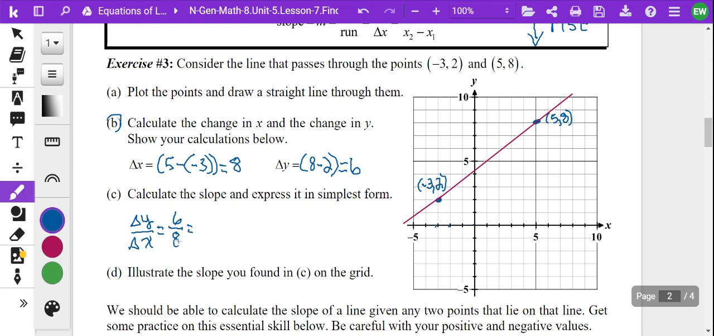That's definitely not in lowest terms. Those are even numbers, so I can divide them both by 2. 6 divided by 2 is 3, and 8 divided by 2 is 4. Okay? So my slope is 3/4.